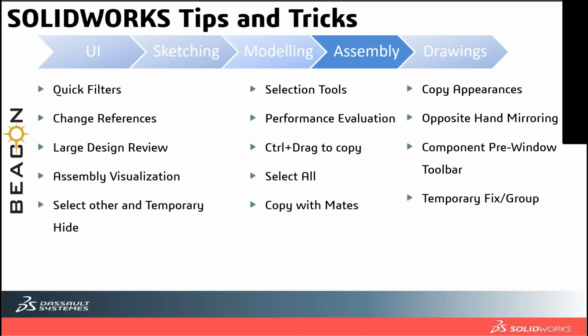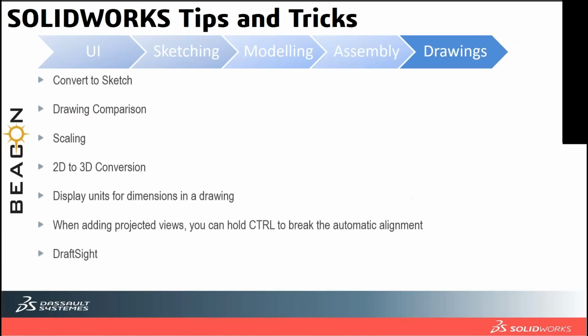The next thing is temporary fix all group. This was available even previously. I think it's in move components. You can find this to temporarily fix or temporarily group some components. You are temporarily arresting the degrees of freedom, not permanently. Mates would permanently arrest the degrees of freedom, but this would temporarily arrest them. So, last thing, I'll finish it quickly in drawings.